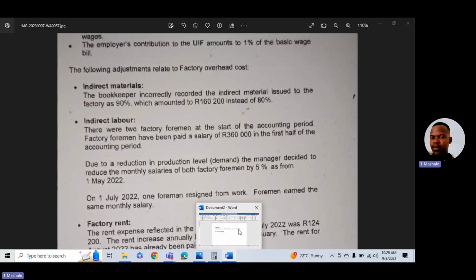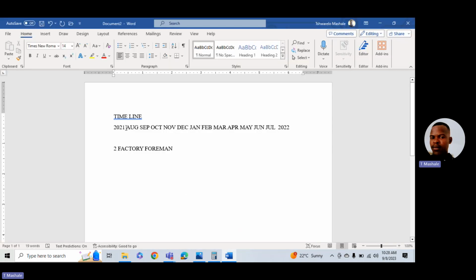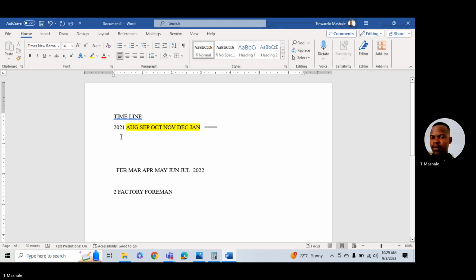Let's just wait there. For the first period, I'm just going to highlight with the yellow color: August, September, October, November, December, and January. That will be half of the period. So for this half of the accounting period, I'm just going to separate it now. They have been paid how much? They have been paid 360 for this first half, a total of 360,000.